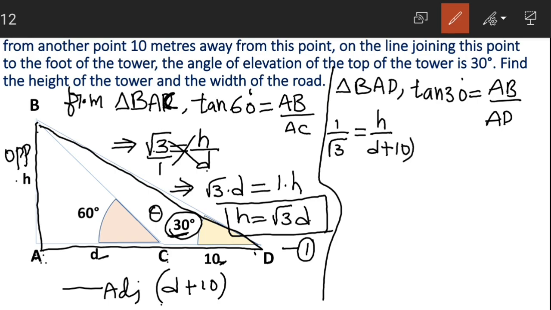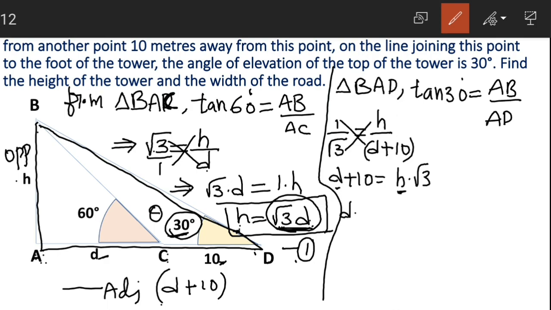So write D plus 10 here. Now do the cross multiplication. 1 into D plus 10 is D plus 10, which is equal to H into root 3. Now observe that to solve this problem, here one variable is D, another variable is H. From equation 1, we know that H is equal to root 3D. That means wherever H is there, we can write root 3 into D instead of H. Here instead of this H, I am writing root 3 into D here.